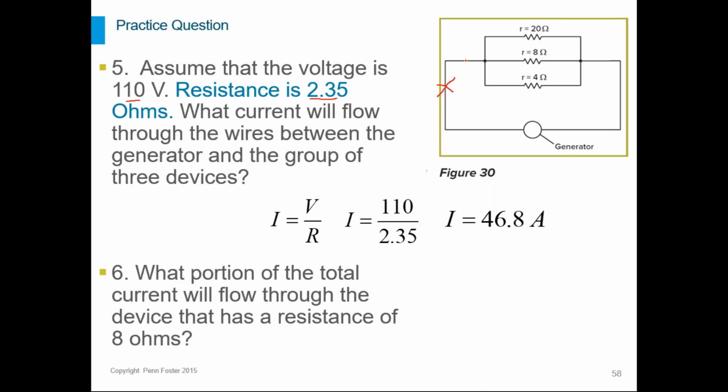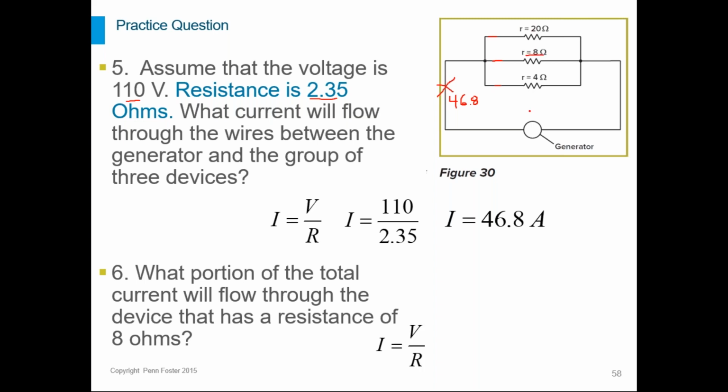And our last question with this diagram, what portion of the total current will flow through the device that has a resistance of 8 ohms? So over here, our current is 46.8. But that gets divided as it goes through these. So our current is split 3 ways. It's split between these 3 devices. So how much is going through that device with the resistance of 8 ohms, this one in the middle?